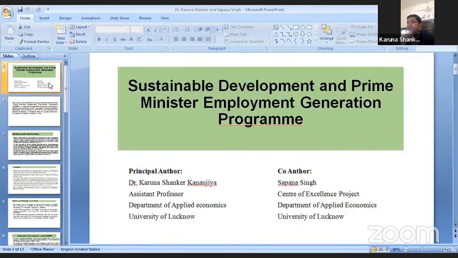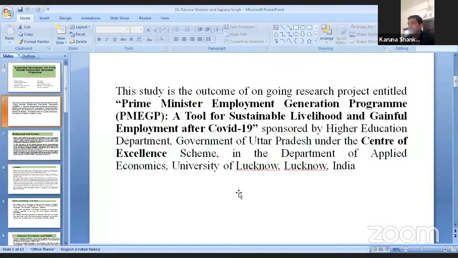Basically, my topic for my presentation today is Sustainable Development and the Prime Minister Employment Generation Programme. This study is the outcome of the project entitled Prime Minister Employment Generation Programme, PMEGP, a tool for sustainable livelihood and gainful employment after COVID. This project is sponsored and funded by the Higher Education Department of the Government of Uttar Pradesh under the Centre of Excellence Scheme.